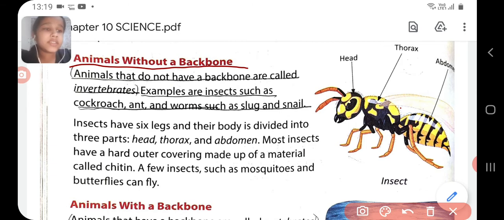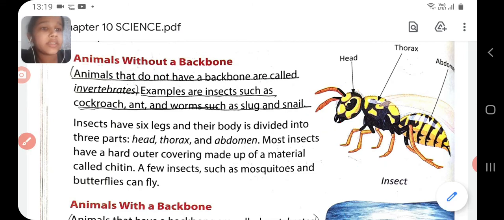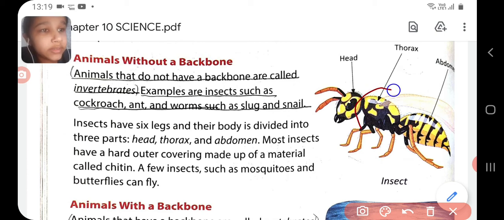So in this, there is also a picture given. What is this? These are the parts of an insect. This is the head of this animal. Now, what is this part called? You're right. This part is called the thorax. It is between the other two parts. Next one is the abdomen.